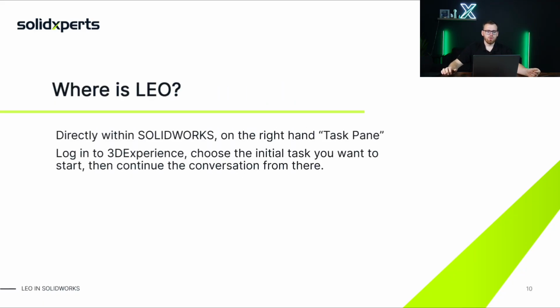Okay, so where is Leo? We're ready to start using it, but where do I find it within SOLIDWORKS? So as mentioned before, Leo is found in that right-hand task pane menu. This is the same menu that holds things like the Windows File Explorer from directly within SOLIDWORKS, the toolbox, even the appearance menu. So there's going to be a new tab there, which is called the AI Labs tab.